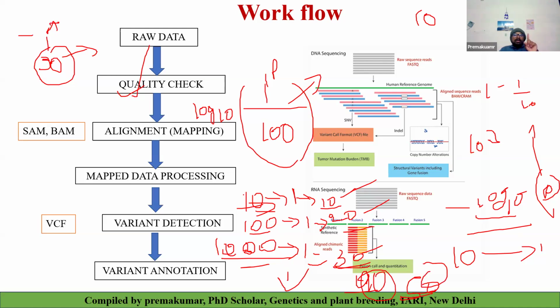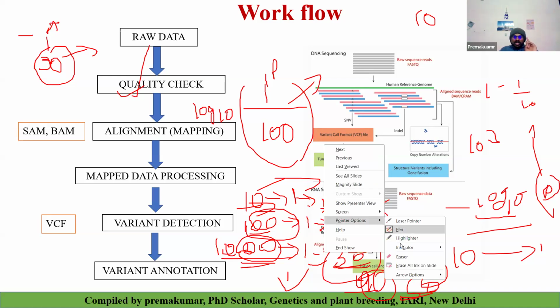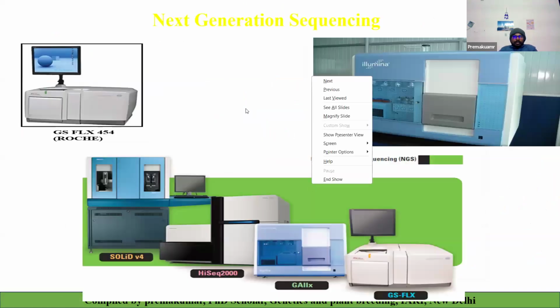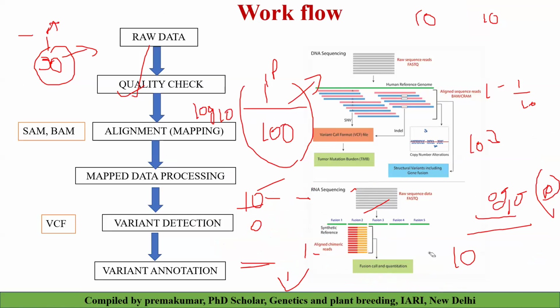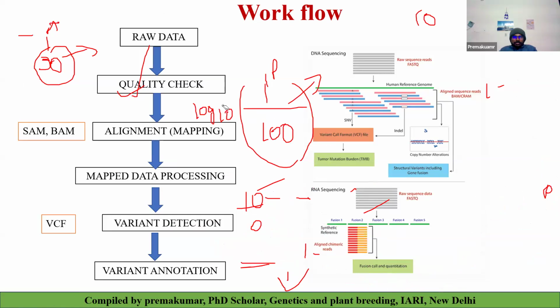That's why, remember: one error in sequencing 10 base pairs means Phred score value is 10. One error in 100 base pairs means Phred score value is 20. One error in 1000 base pairs means Phred score value is 30. This should be checked before completing your sequencing. Okay, understood what is called Phred score value? Any doubts regarding Phred score? Yes. No, sir, understood.